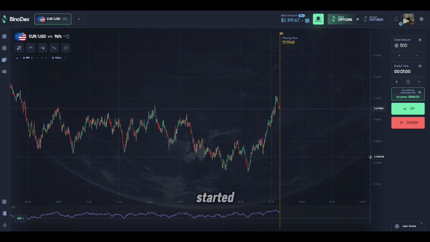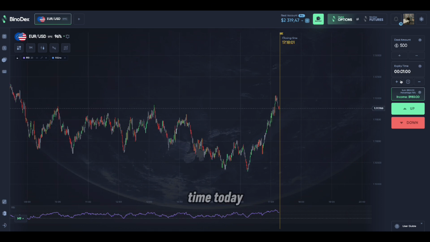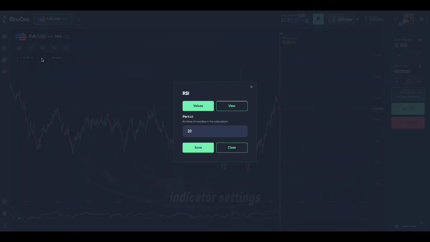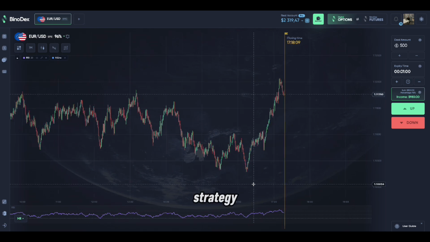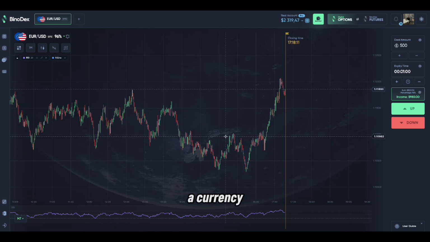So let's get started. Today, the amount per trade will be $500. The expiration time today is set to 1 minute. Also, let me tell you about the RSI indicator settings, and later I'll explain the essence of this strategy. So let me find a currency pair so we can open our first trade, and after that I'll explain the core of this strategy to you.